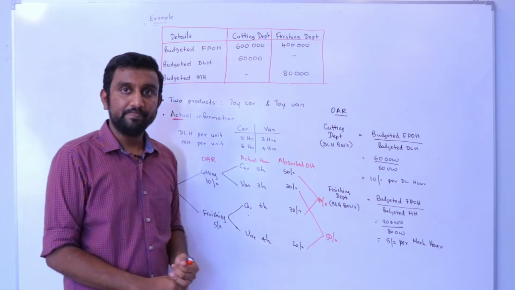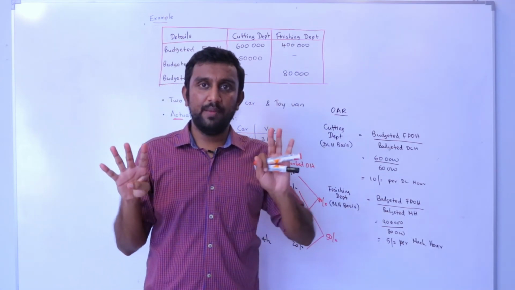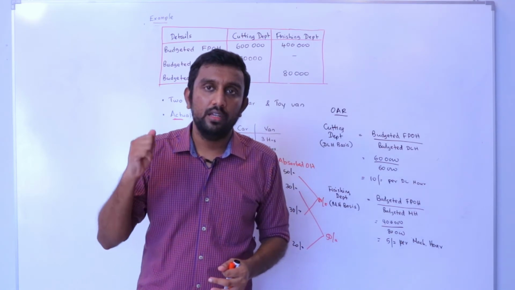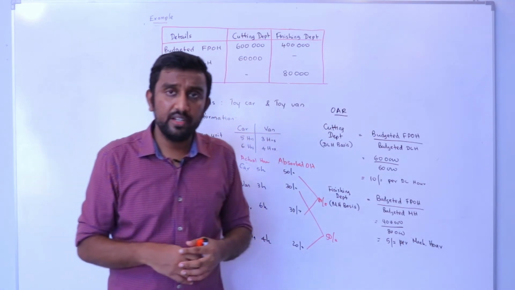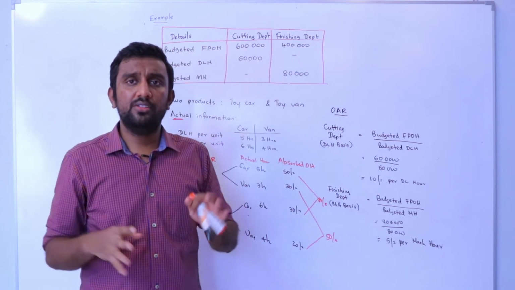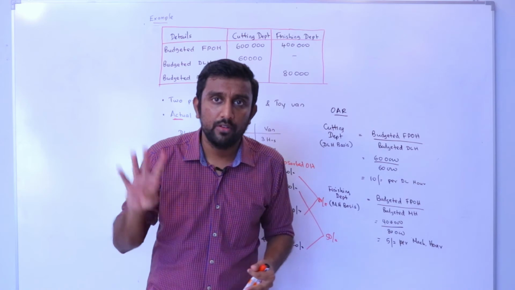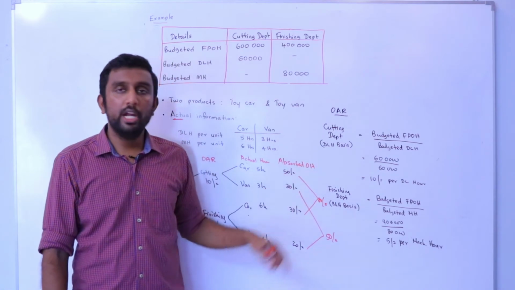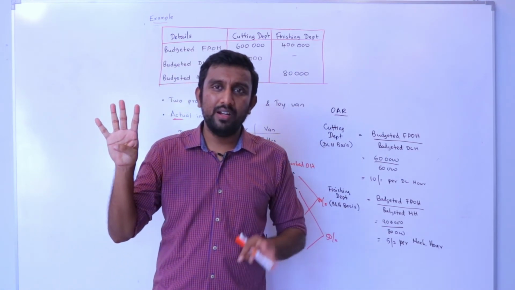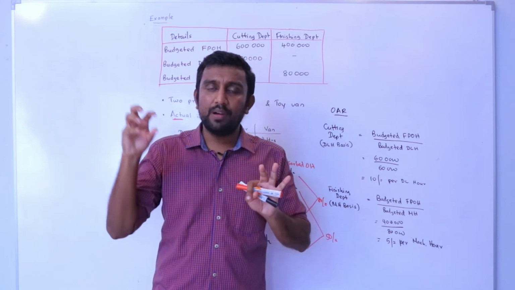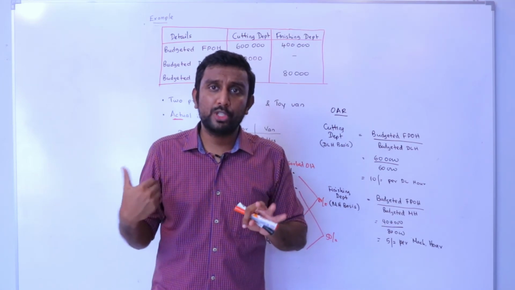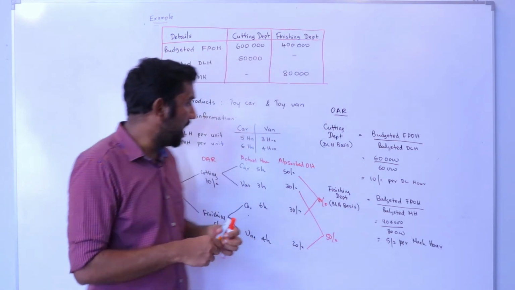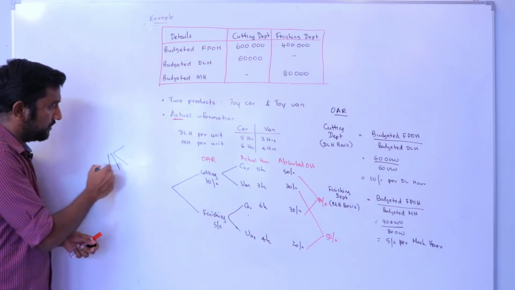Now tell me, you have 4 departments, 3 products. How many OAR do you have to find? 4. Why? OAR is based on what? Department. How many absorbed overheads do you have to find? 4 departments, 3 products. So each department will have 3 products. How many final answers do we have to find? 12. 4 into 3. Because I will have like this then, right? 4 departments, then each will have 3.